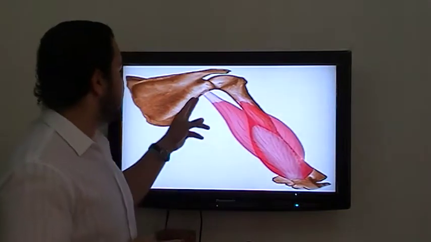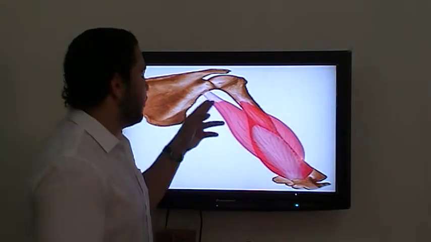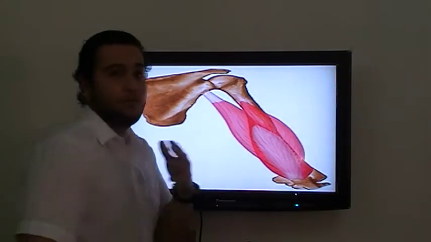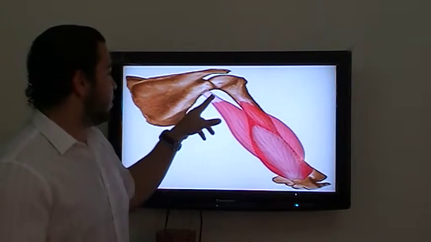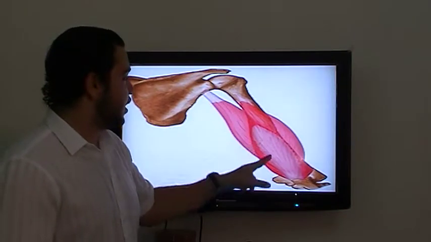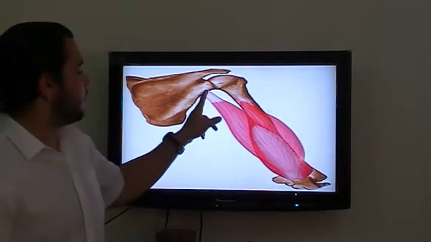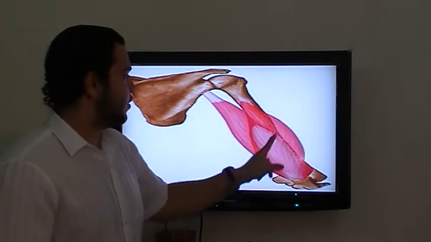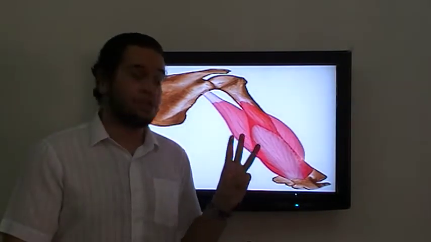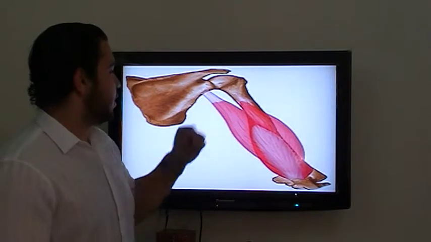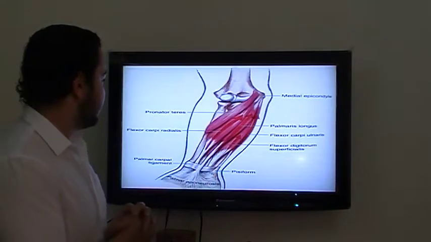Now coming to this slide, we have the triceps. This is a posterior view. It's showing you from the back. So basically, the triceps has 3 heads. That's why they call it tri. So 3 heads. That's all I want to tell you about the triceps.